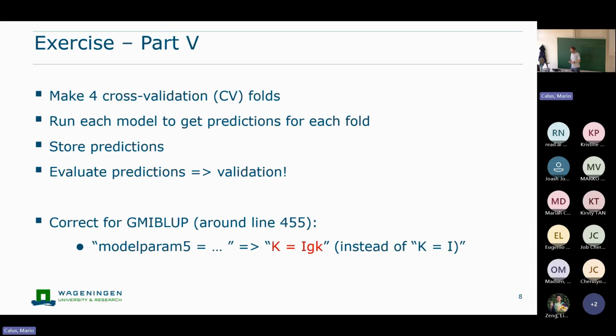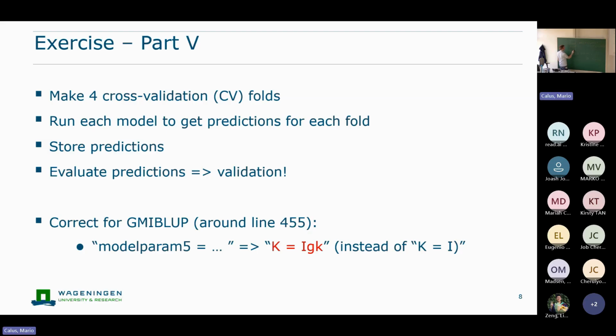What there is now for you to do is the fifth part of the exercise, and that implements cross-validation. I presume most of you know what cross-validation is, but what we do here is fourfold cross-validation. So we split the 96 individuals in 4 equal chunks.